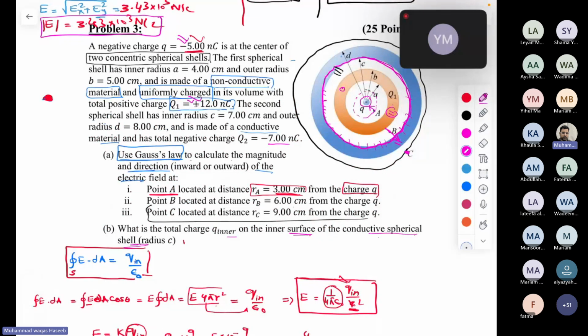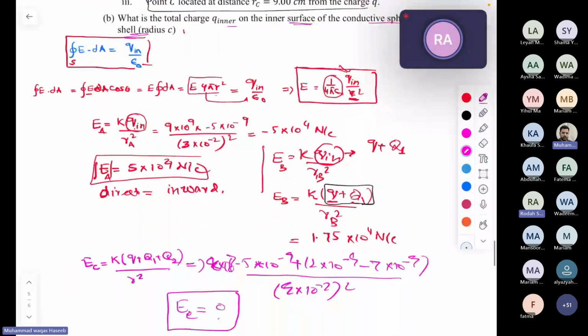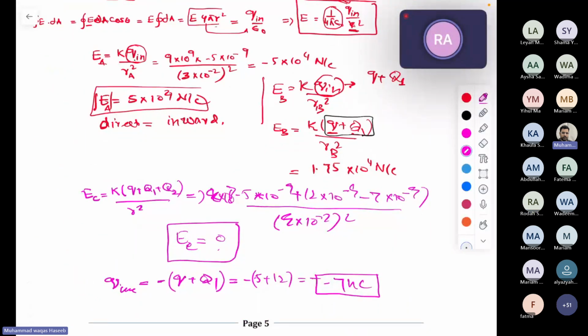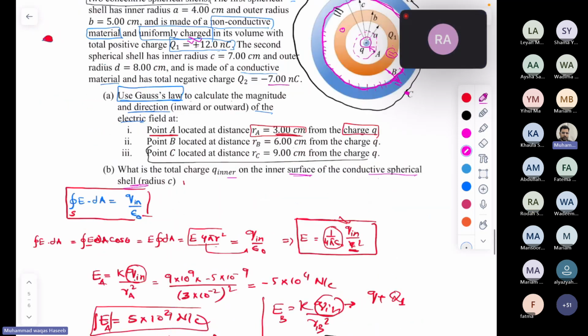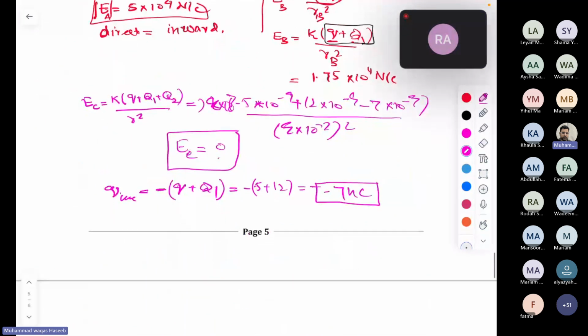Doctor, I want to ask, why did we put the negative? Which negative? When you were just calculating, you put a negative before it. Why did you put the negative there? So this Q2 is negative, so this has to be negative charge. Okay, makes sense. So this is your question 2.